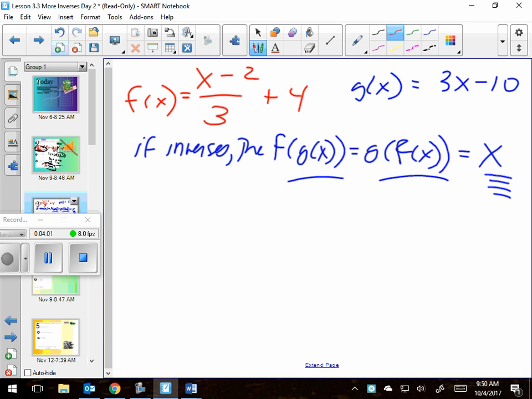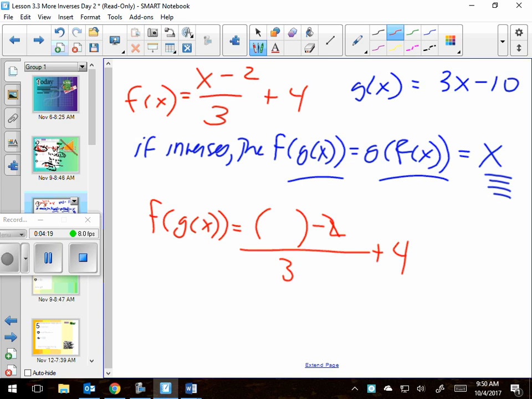Okay. First, let's find f of g of x. Would equal, here's the f function, and it's going to eat the g function. So I'm going to make an empty spot where the x is, and I'm going to make it eat the g function. Okay, what's the g function? The g function is 3x minus 10. There. The f function ate the g function. Now, from what I said before, do you remember what this should simplify down to? Just x. Let's see if it really does.